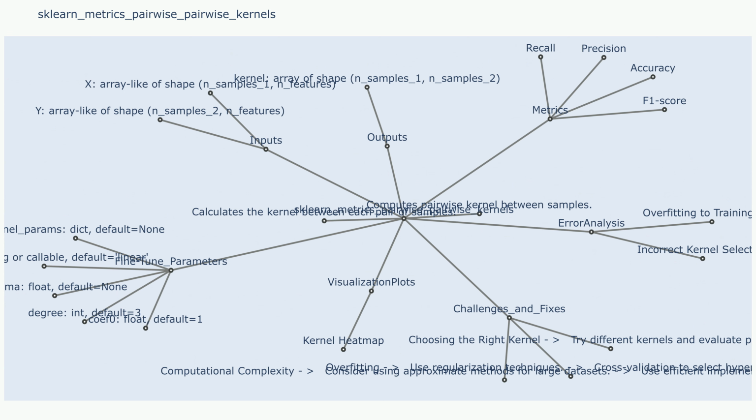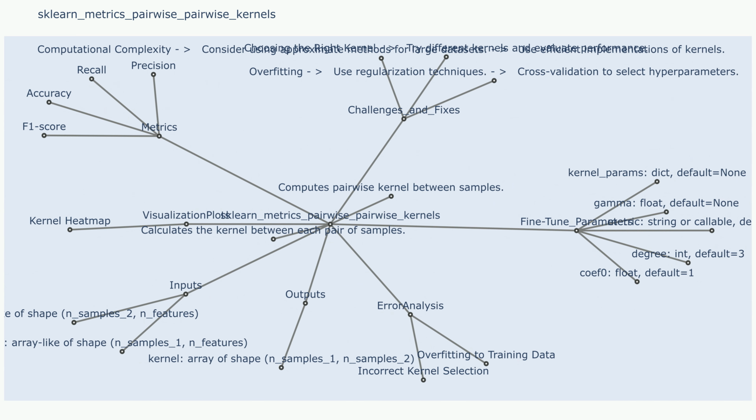Metric: this parameter defines the kernel function to be used. Available options include linear, RBF, poly, sigmoid, cosine, precomputed, and custom kernel functions. The choice of the kernel depends on the nature of the data and the desired similarity measure.